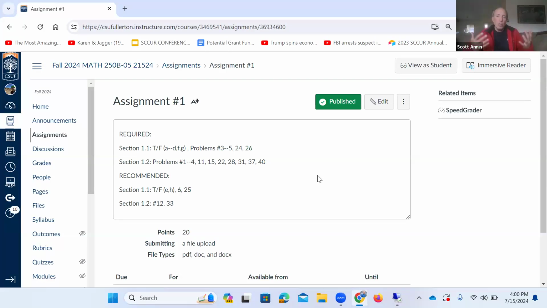Now, in the solutions to the homework that I'm going to post in Canvas, I will have the solutions for all of these problems, both the required and the recommended ones. But you are only required to turn in the required ones. Those are the ones that my grader will be choosing from to grade your homework. The recommended ones, actually, I'm going to tell you a little story here. Once upon a time, all of these problems were part of what I required.